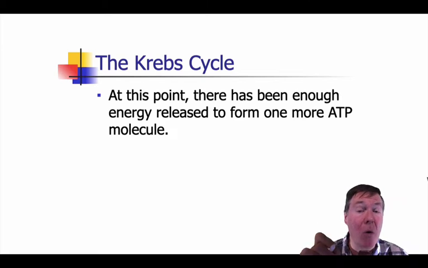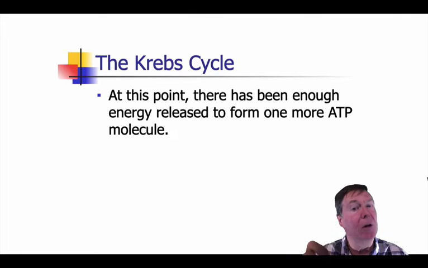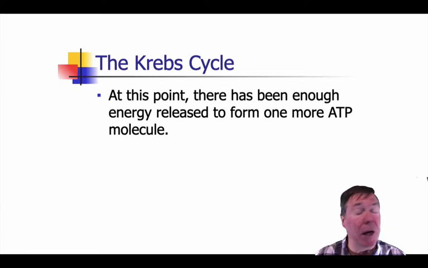So we made 2, we got a profit of 2 in the glycolysis, and now we're getting 1 more. Now we're up to 3. We are rolling in ATP. No, we're not. We need more.